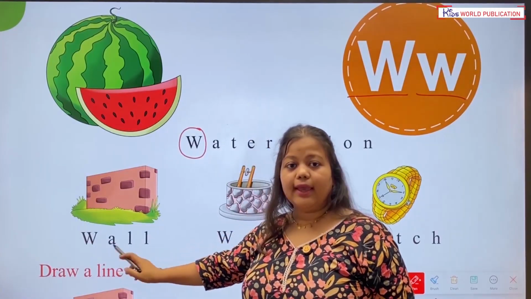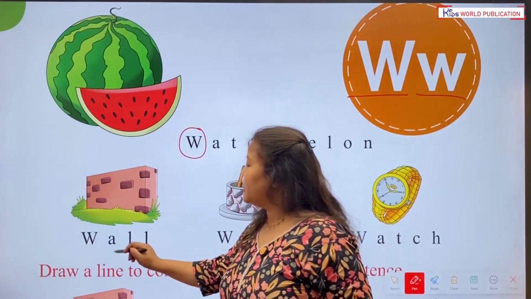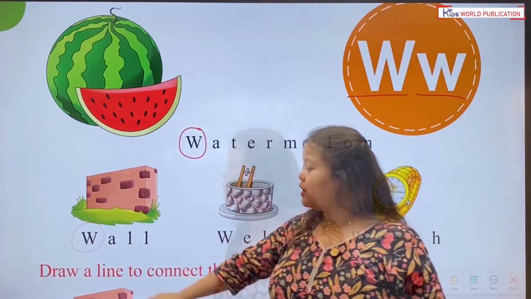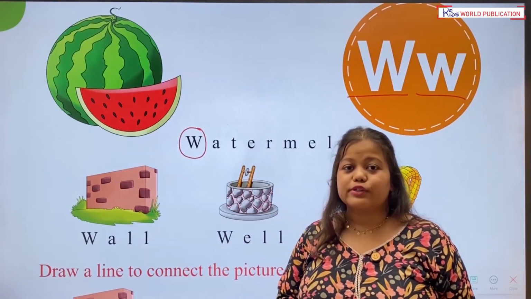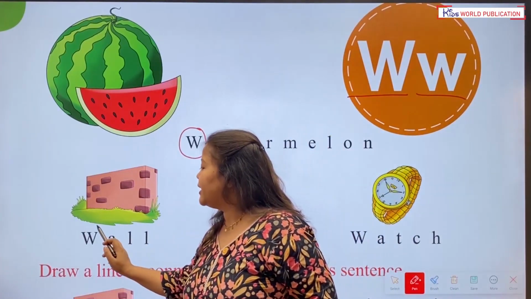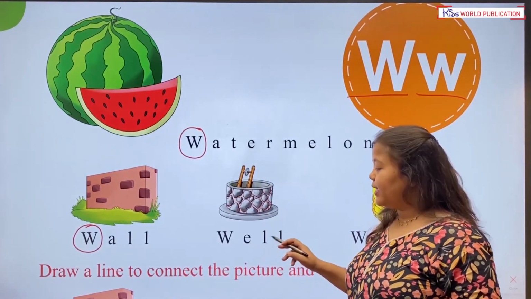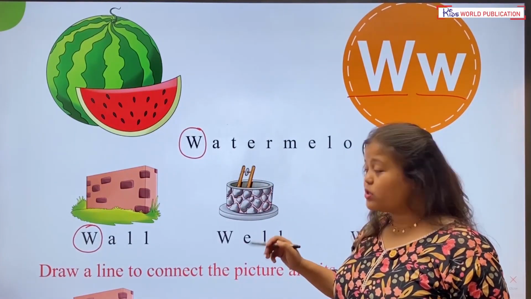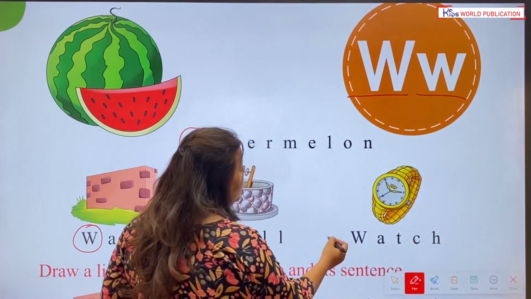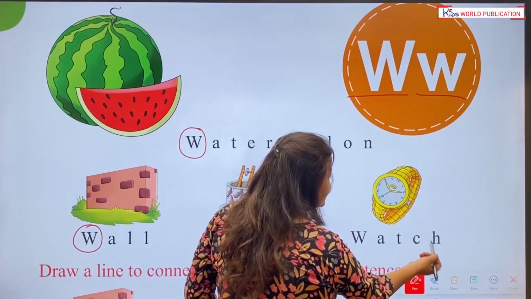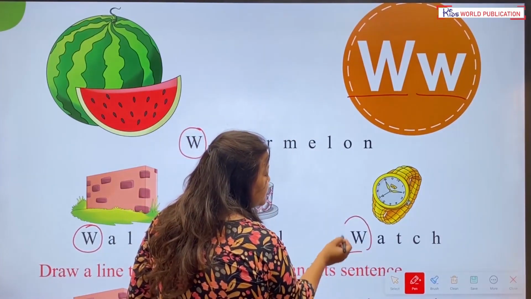Wall. So here we'll circle letter W. Well. Here we'll also circle letter W. Watch. So we'll circle W.